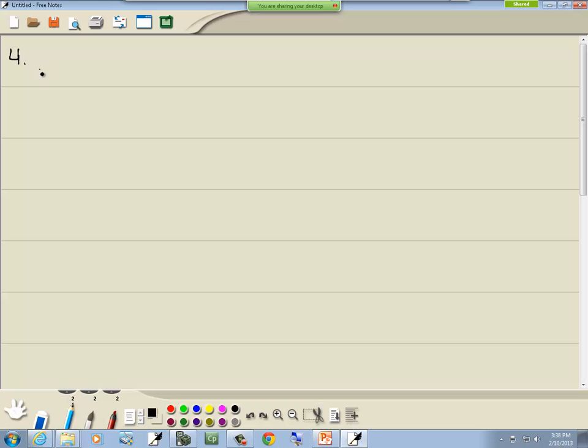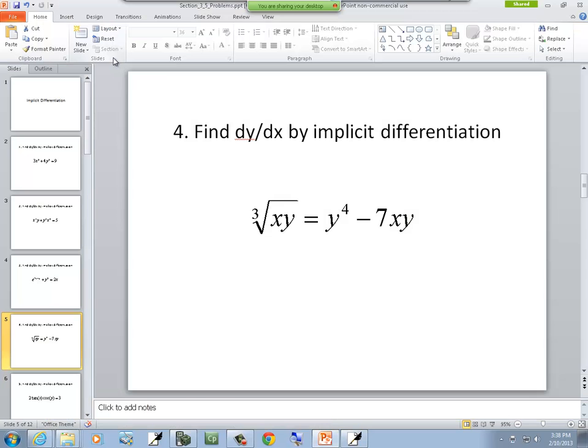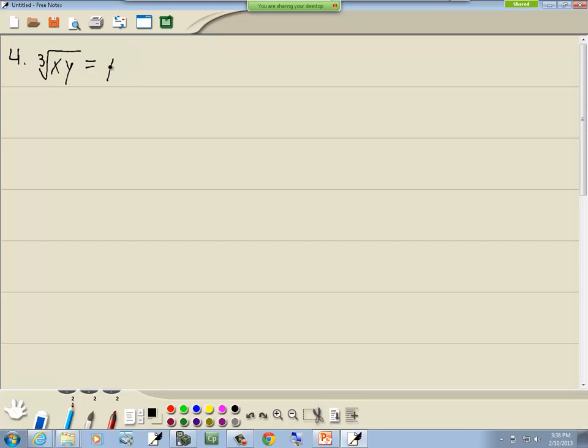Here we got the cube root of xy is equal to y to the fourth minus 7xy. Well, we want to take the derivative of everything where it's sitting. So take the derivative with respect to x. And I don't want it in radical form, so I'm going to write it as (xy) to the 1/3 power equals y to the fourth minus 7x.